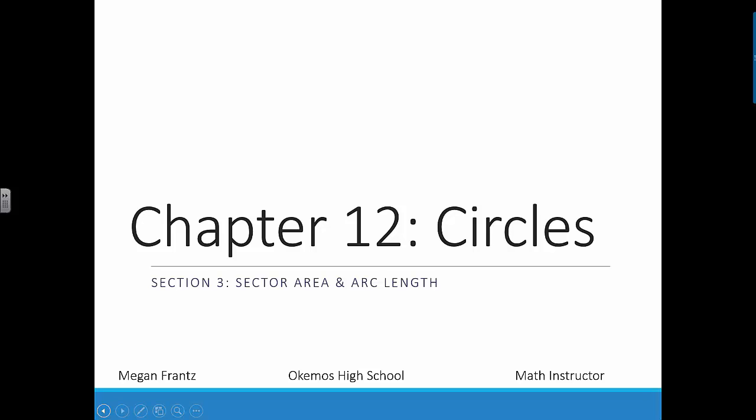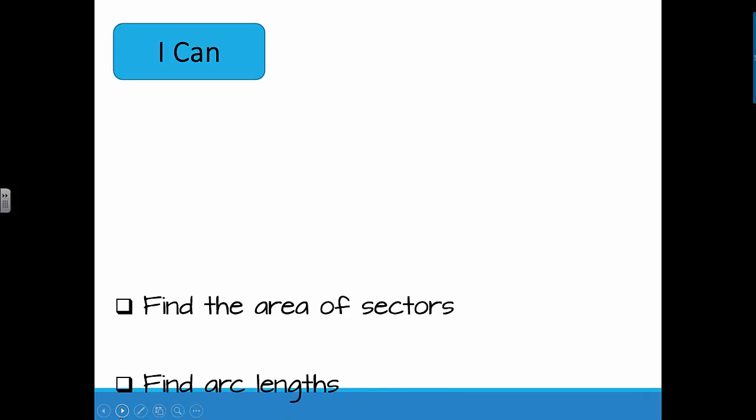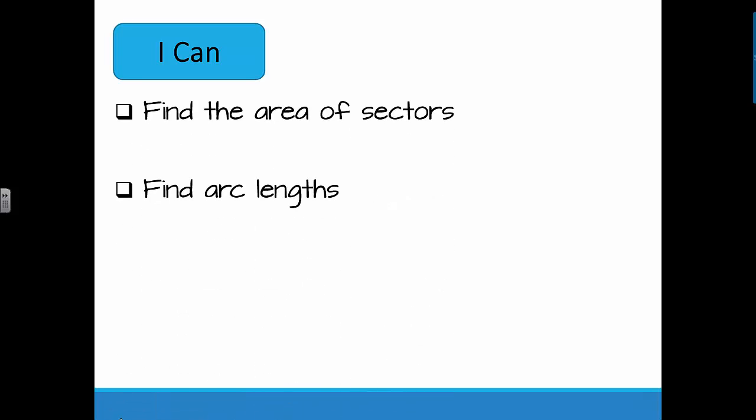Next section in chapter 12 is about sector area and arc length. So by the end of this lesson, we should be able to find the area of sectors and find arc lengths.